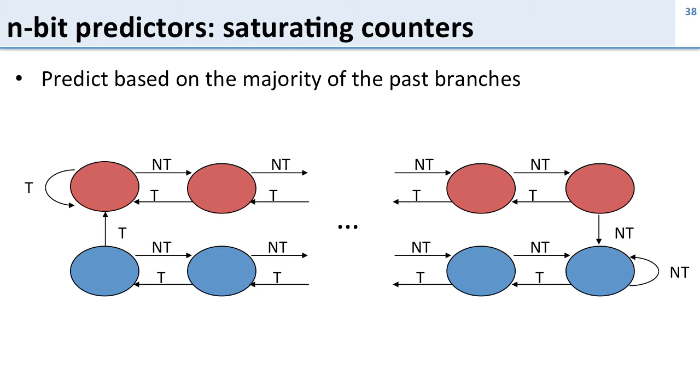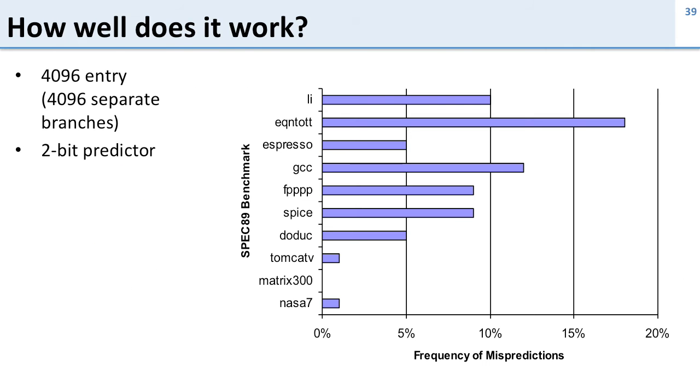So we've seen 1-bit and 2-bit branch predictors, and obviously you can build branch predictors with arbitrary numbers of bits. The basic idea here is a saturating counter. So you stay in the state which has the majority of the branches that you've just seen. So you can build these as big as you want. And how well do they work? Well, here are some results for SPEC 89, and this is for a 4096 entry branch predictor with 2 bits of prediction. So it can handle 4096 separate branches, and we have a 2-bit branch predictor for each one.